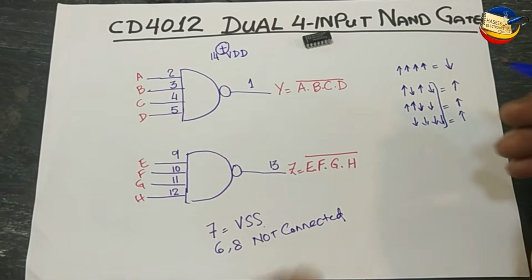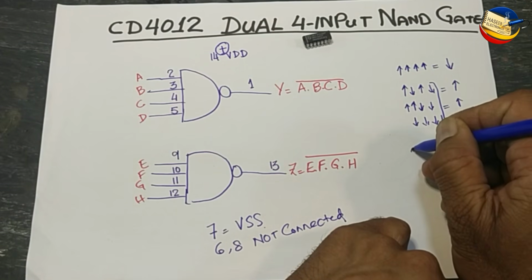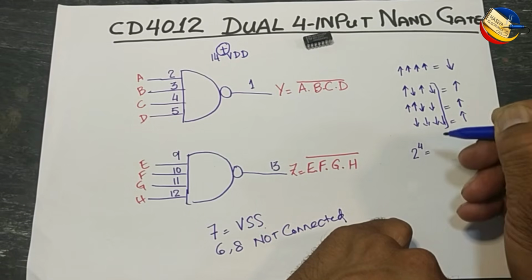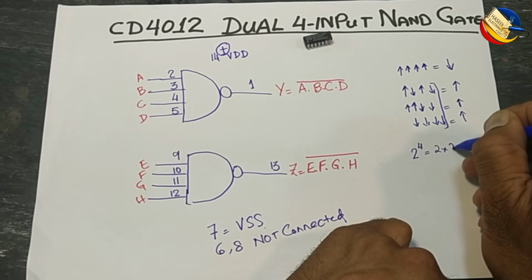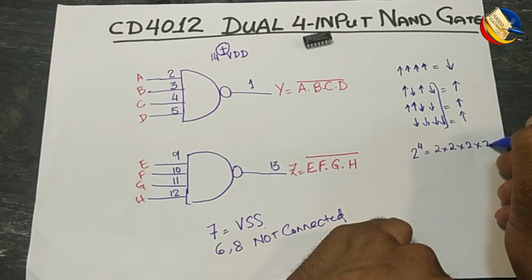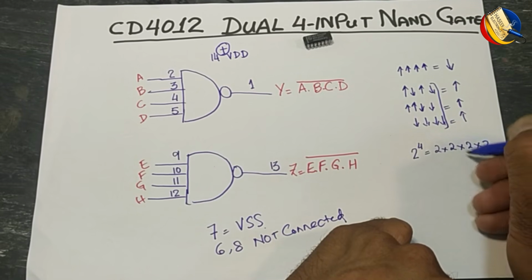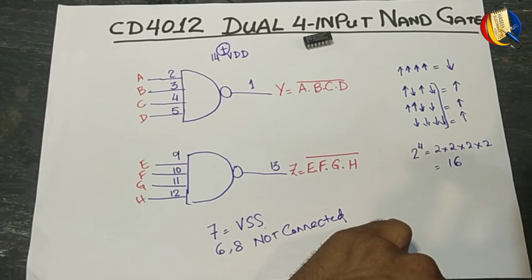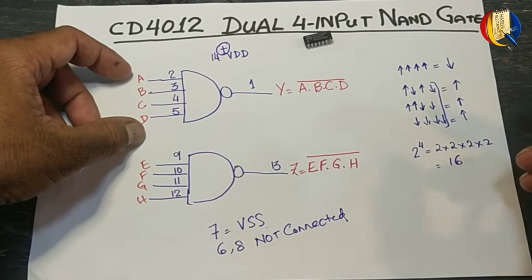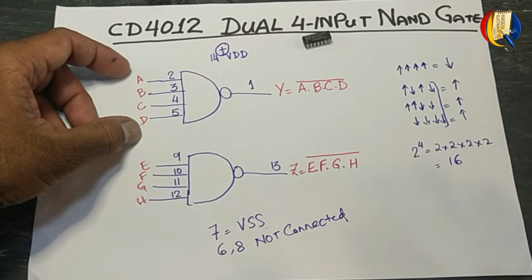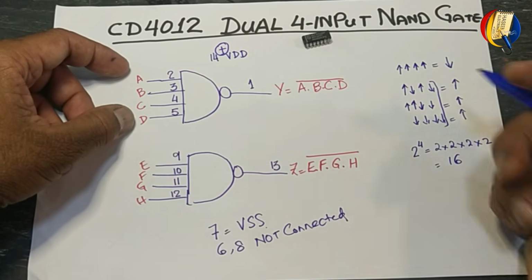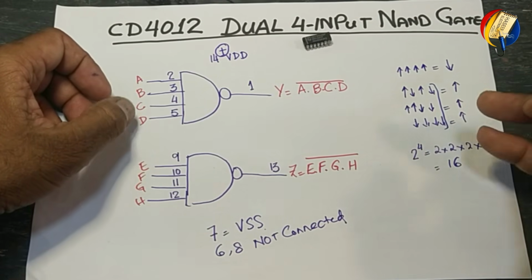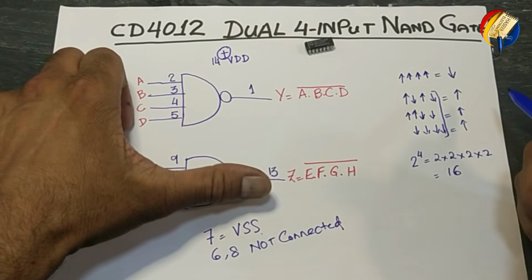We have 4 inputs. Possible combinations 2 raised to power 4, that is 2 to the n method. That means 2 into 2 into 2 into 2. 2 2s are 4, 8, 16. 16 possible logical combinations to the inputs. We can provide 16 possible inputs, just only one category, that is all inputs are high, output will be low. Otherwise, any one or all inputs are low, the output will be high.